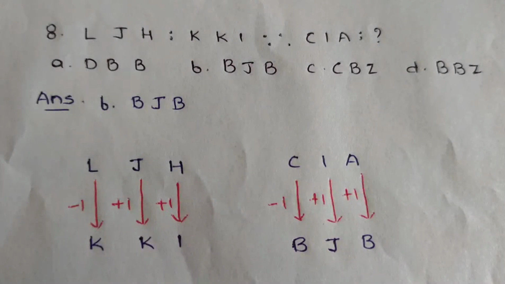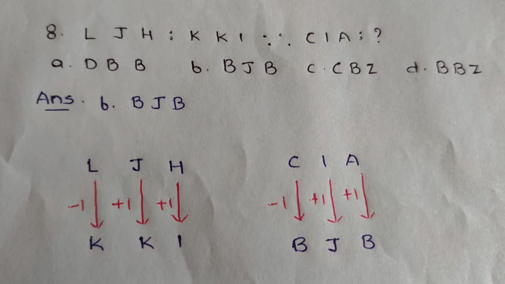For J the number is 10, and you have added 1 to 10 and the resultant is 11, which is nothing but K, right? Here for the first one you have subtracted 1 and for the second one you have added 1, and for H the resultant is I.